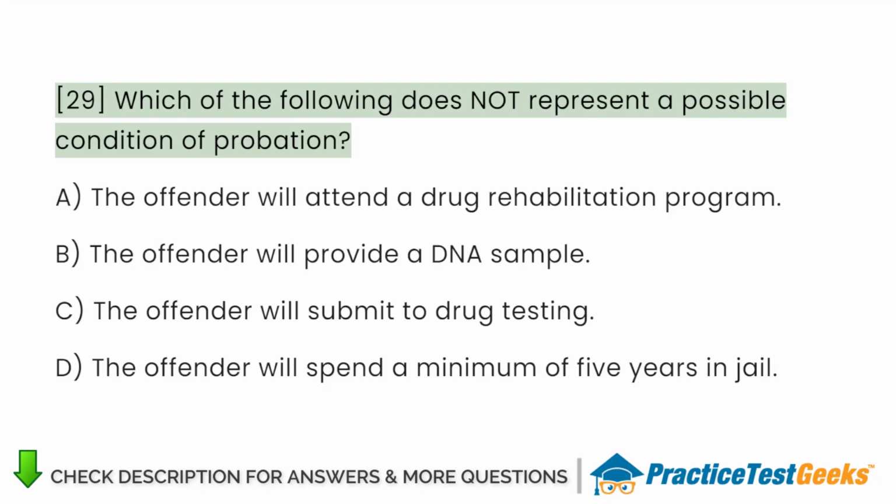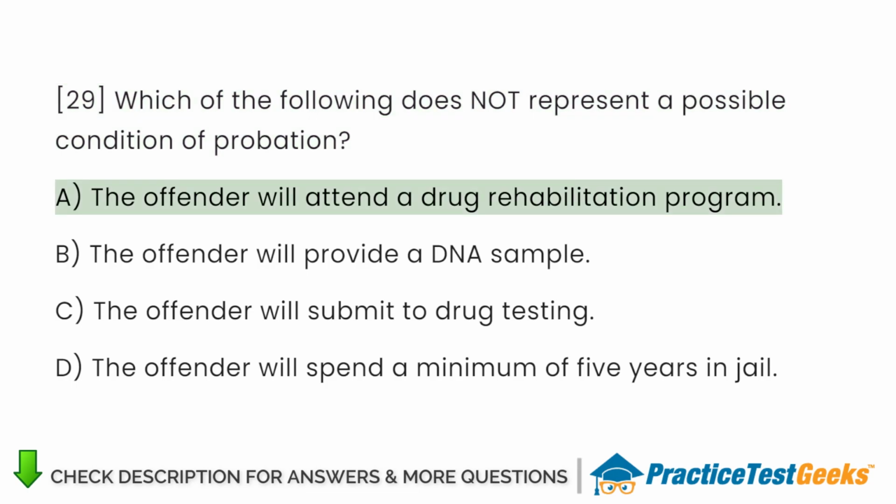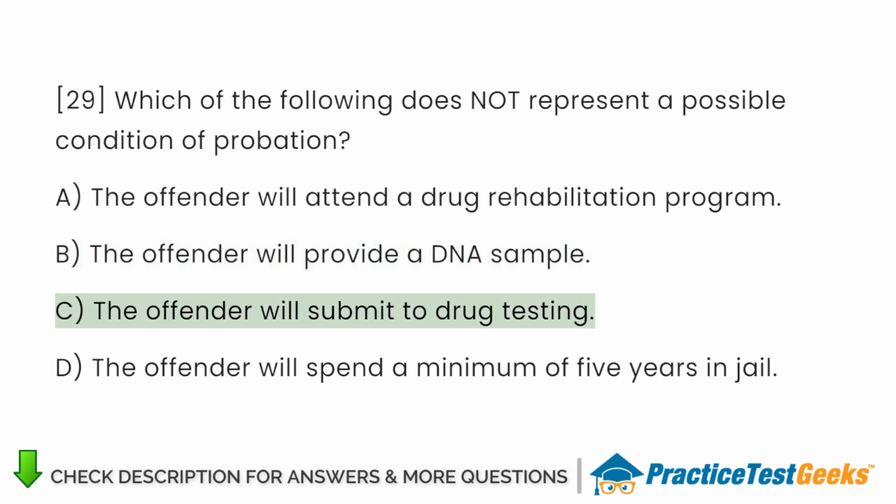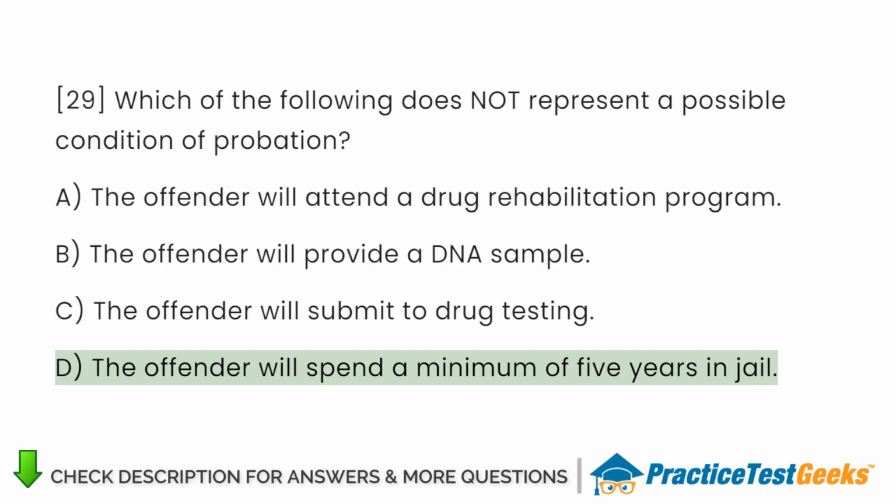Which of the following does not represent a possible condition of probation? A. The offender will attend a drug rehabilitation program. B. The offender will provide a DNA sample. C. The offender will submit to drug testing. D. The offender will spend a minimum of 5 years in jail.